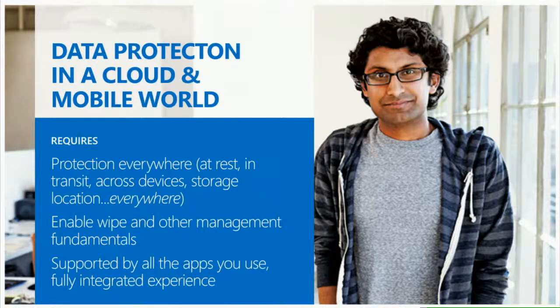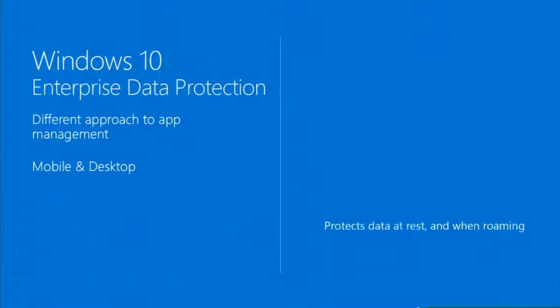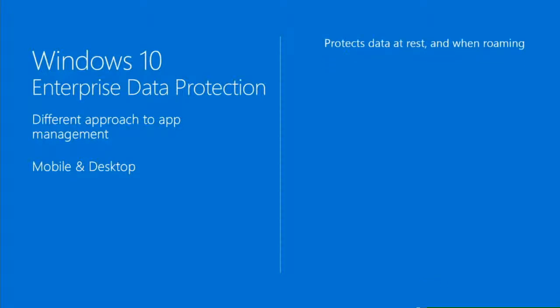And then last but not the least, the biggest requirement here is making sure that the data protection solution is supported by all the applications that you use in the enterprise, and it is fully integrated, so there are no gaps in the experience. So how are we doing that? What are some of the key tenets we have for the enterprise data protection features that we are introducing with Windows 10? So number one, as I said, making sure that the data stays protected at rest and when it roams.